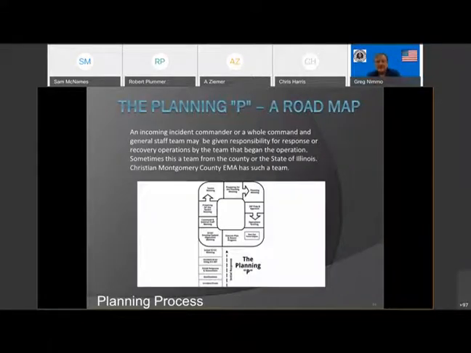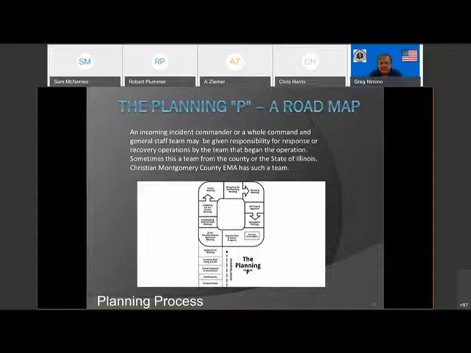All right, many of you have seen this. If you've taken any of the 300 and 400 classes, or even the 100 and 200 classes, you've seen the planning P. And this is a kind of roadmap that gets you involved in the process of working through this system to get this plan done.